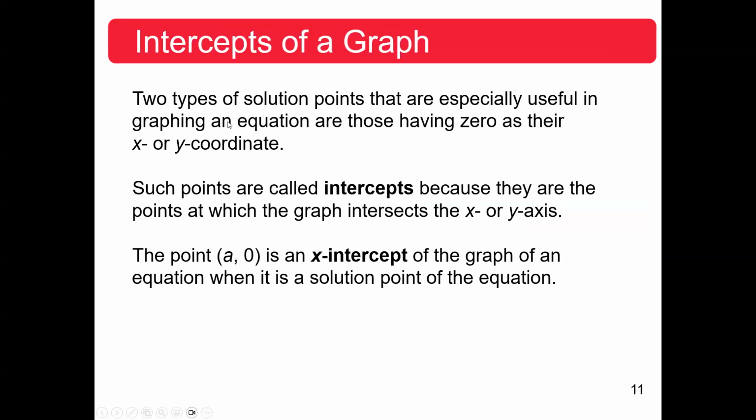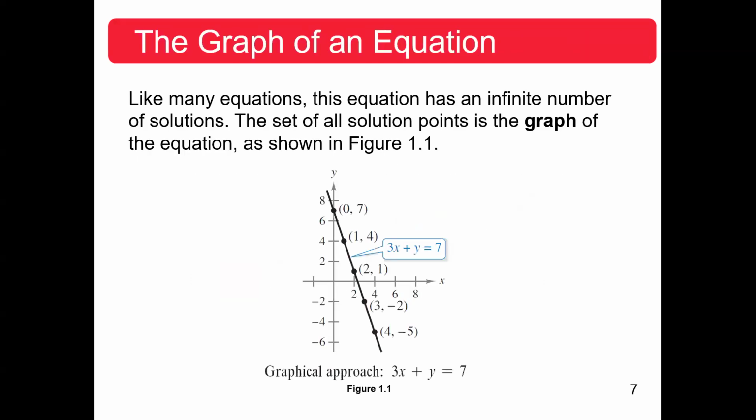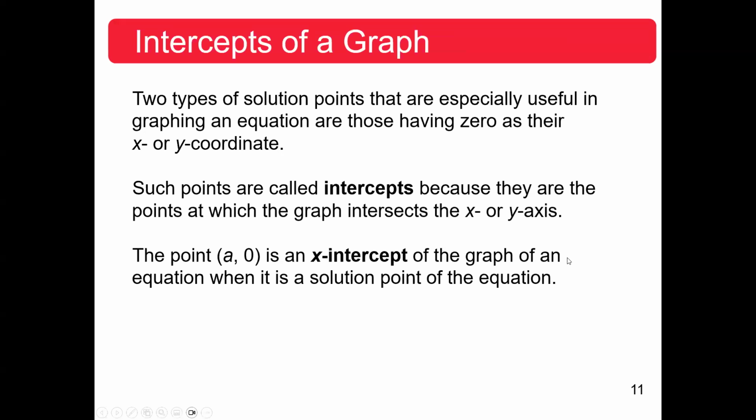So here we say we have two types of solution points that are essentially useful in graphing an equation. Those 2 points are especially useful if we are graphing a linear equation, because again, we saw the example here. If I'm graphing a linear equation, all I need is 2 points because this is a straight line. So if I get any 2 points here, I will just draw a straight line throughout. So for a linear equation, we don't need too many points. We need only 2 points.